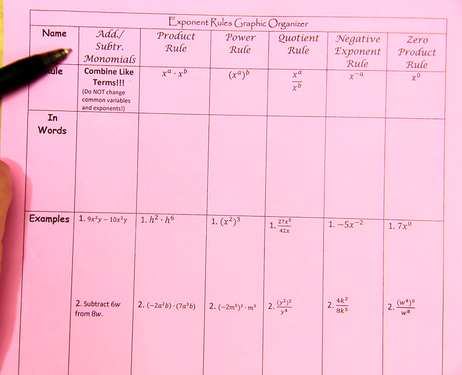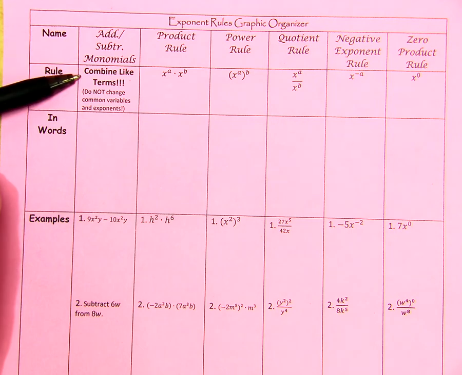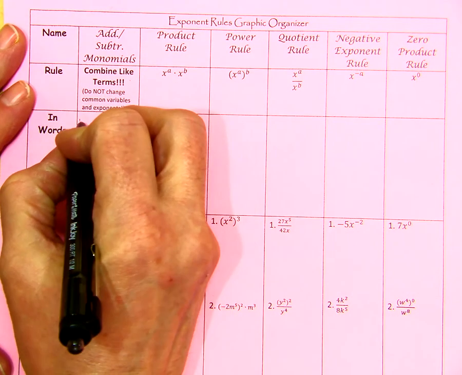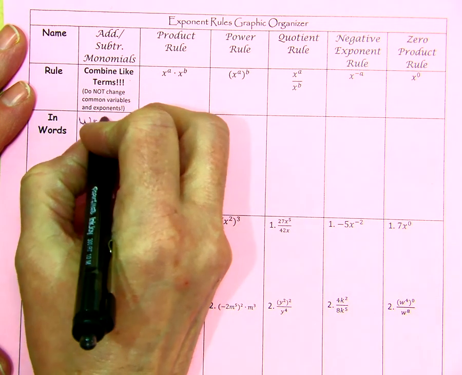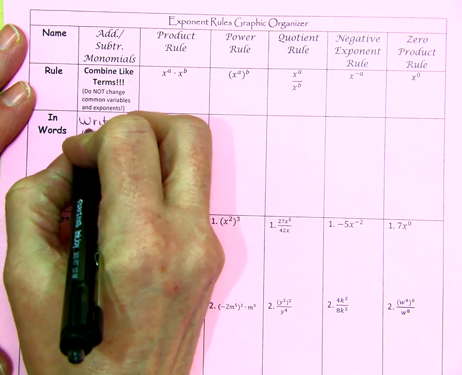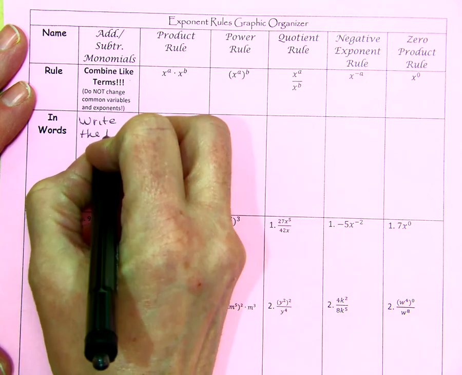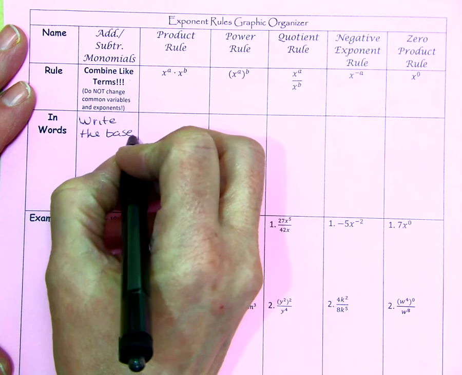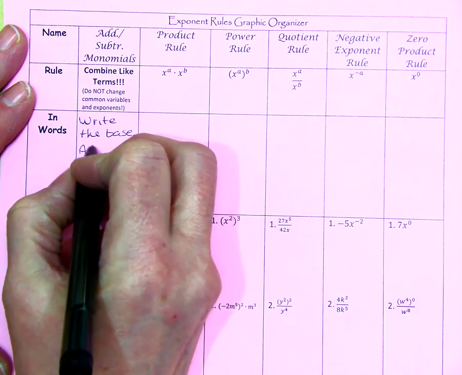For adding and subtracting monomials, remember these we've already covered. That is strictly combining like terms. You do not change any common variables or exponents. So in other words, write the common base, add the coefficients.